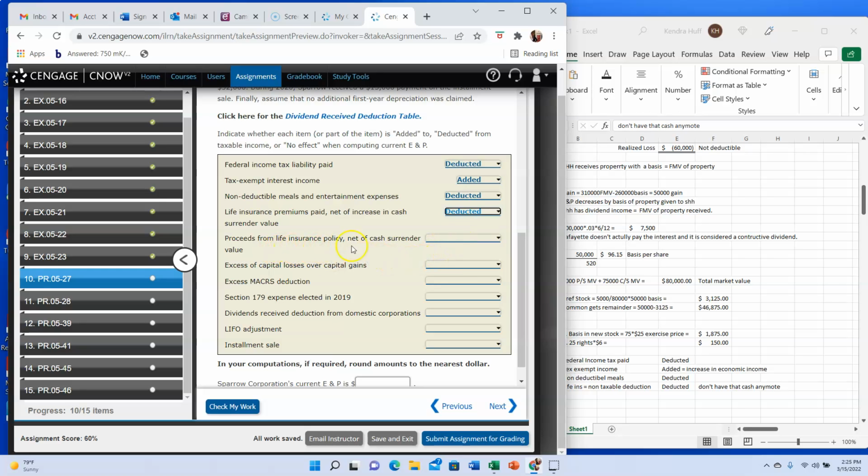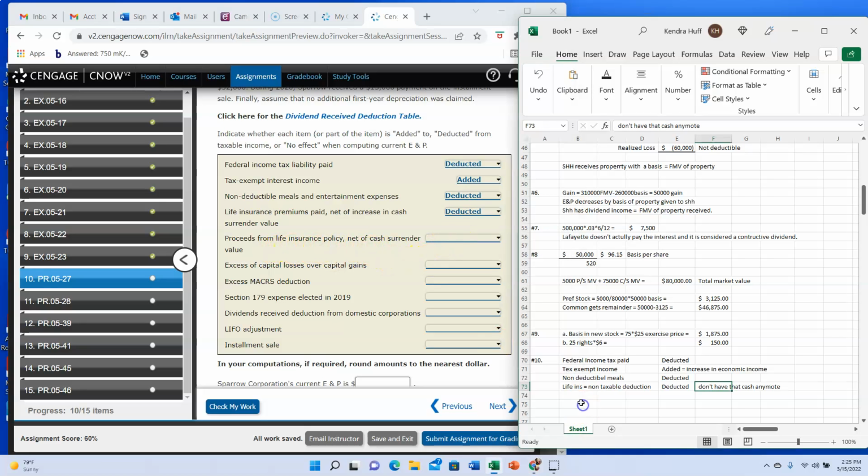Here's the one I'm thinking of. Proceeds from a life insurance policy. That's where we actually got money. All right, that's non-taxable income, so we can add it back. I put this under life insurance premiums.